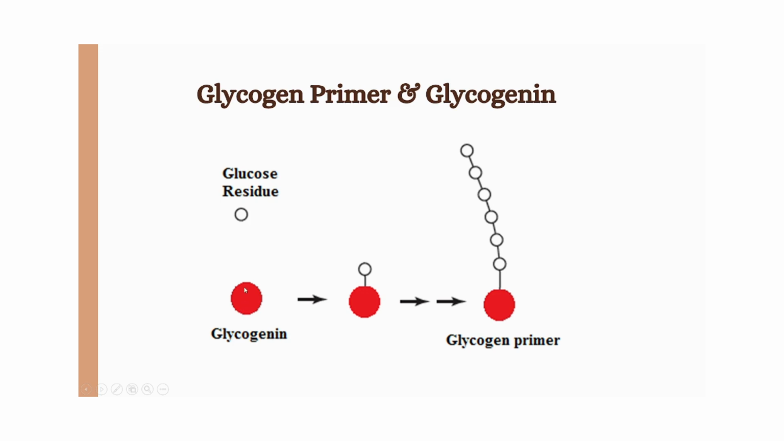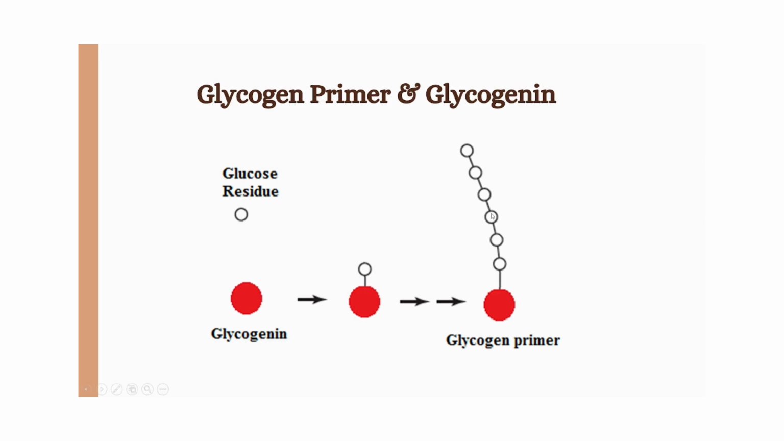Particularly, they will be linked to a certain tyrosine residue within the glycogenin. So the first glucose molecule will be linked to the protein. What do you think this bond or this link is here that connects the first glucose molecule to the glycogenin protein core? Let me know your answer.